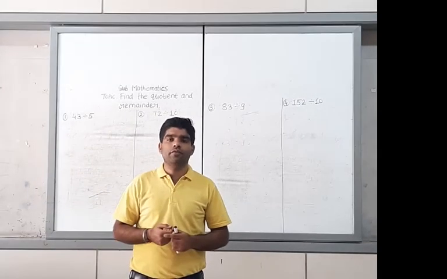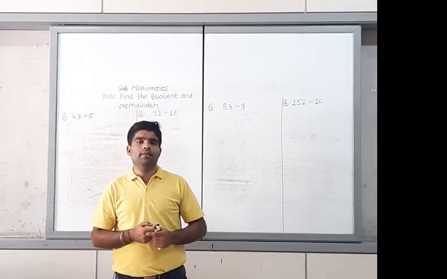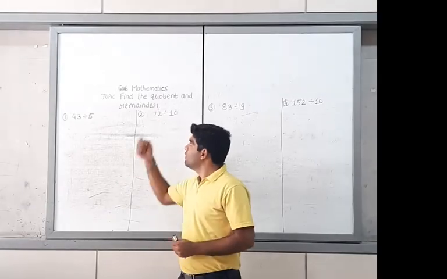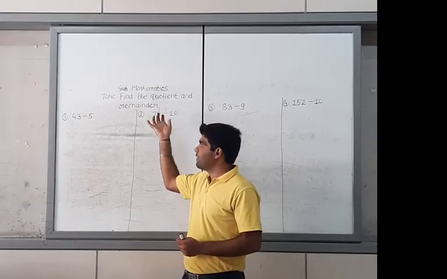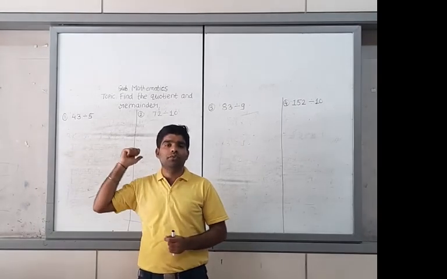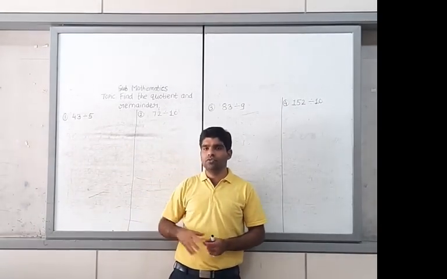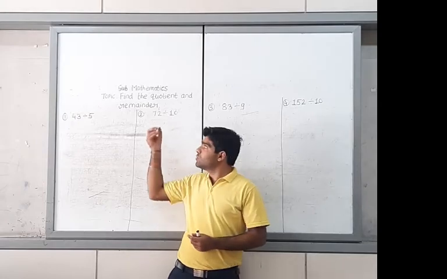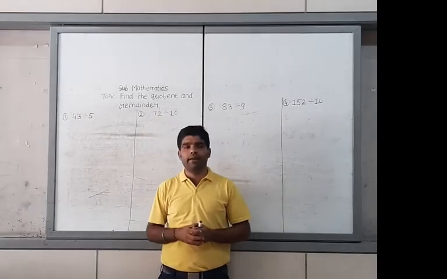Students, today we will start the new topic. The name of our new topic is find the quotient and remainder. Now first of all, examples number 1, 2, 3 and 4 are given to you. Using these 4 examples, we have to find the quotient and remainder.